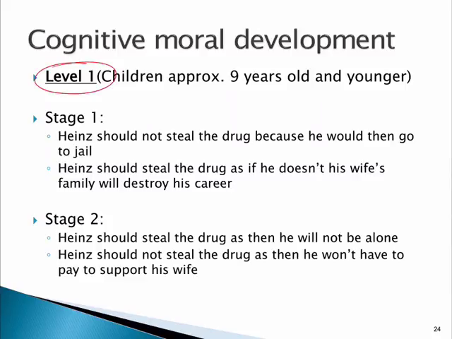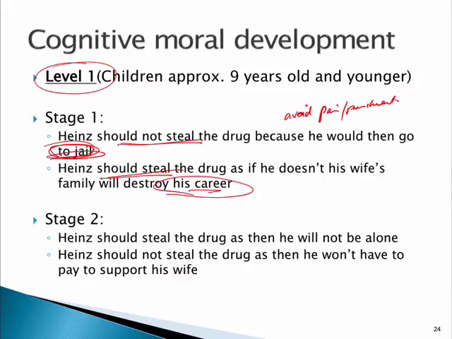So children who are at level 1, people who are at level 1. Now notice in stage 1, it doesn't matter whether he should or should not steal the drug. In both answers, they're at stage 1. The issue is, why is he doing it? In stage 1, they're doing it, you'll remember, to avoid pain or punishment. And in both these answers, we see going to jail, and if he doesn't, his wife's family will destroy his career. It's both pain and punishment in both.